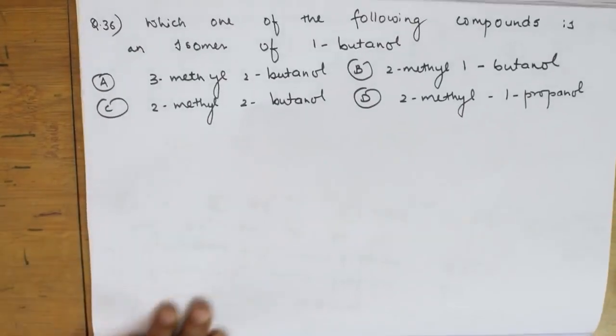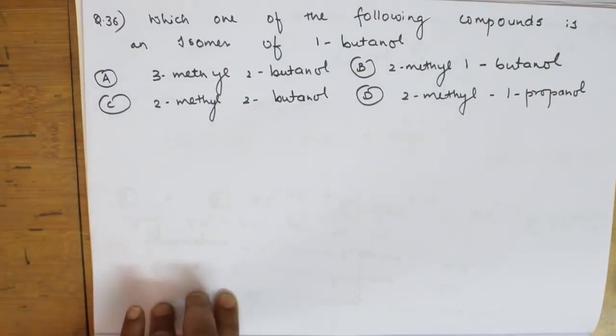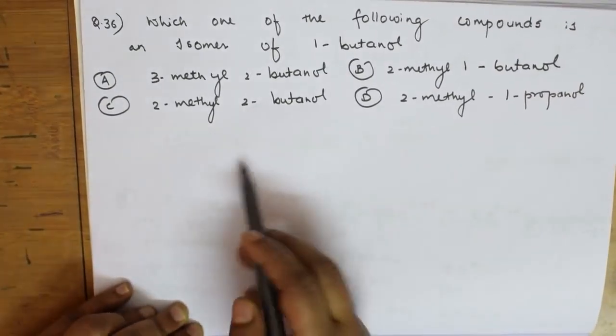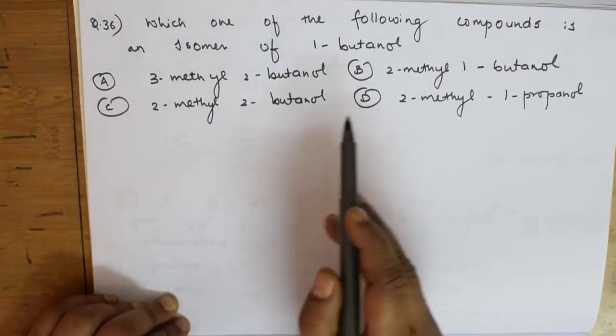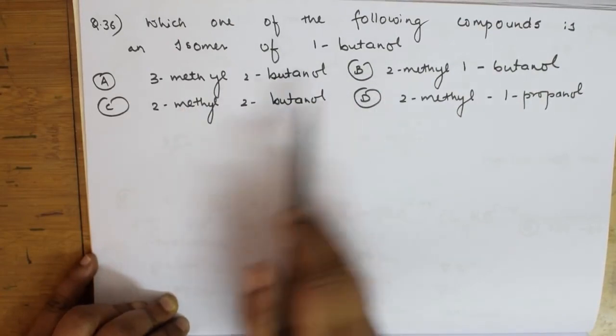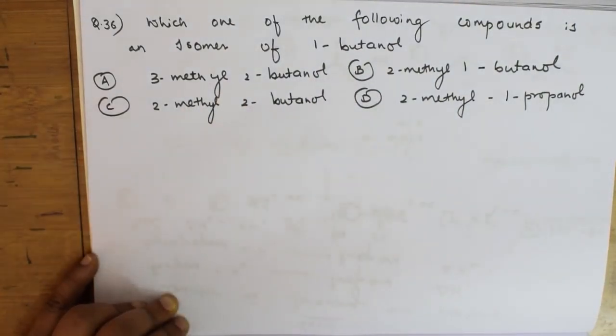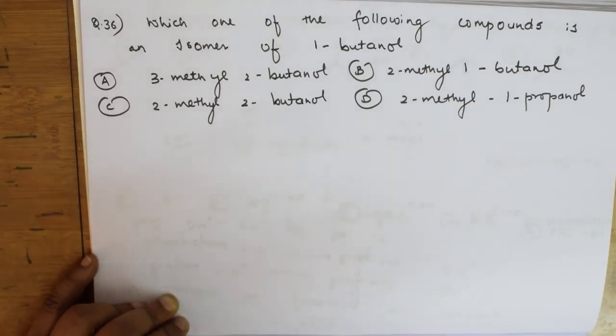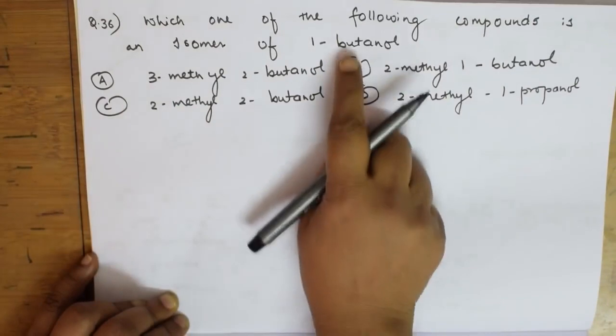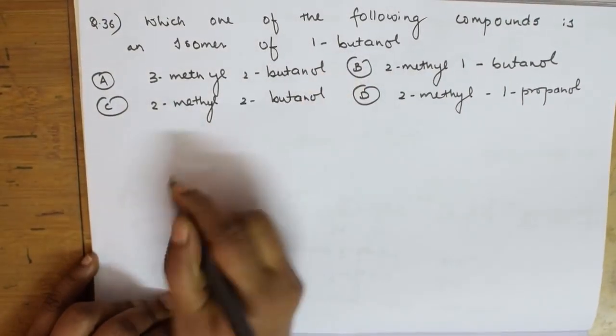Let's read this. So what did they give here? Basically, which of the following compounds is an isomer of 1-butanol? So for 1-butanol, they've given 4 options here. Which is the isomer of that? So when I have to speak about an isomer, what is an isomer? An isomer is a compound which has the same molecular formula, correct, but a different arrangement of atoms. Means they have the same molecular formula, but the arrangement will be different. So what should I compare? I have to compare with 1-butanol, right?